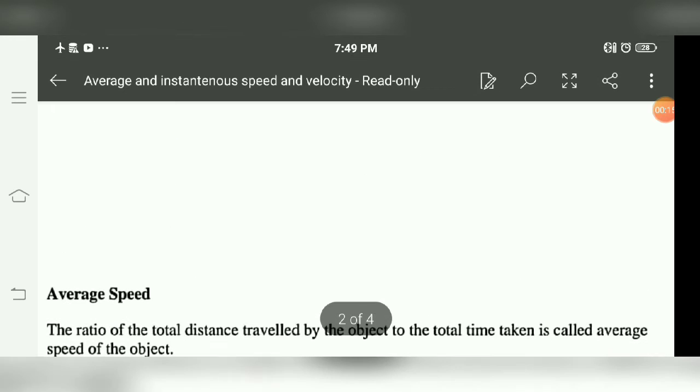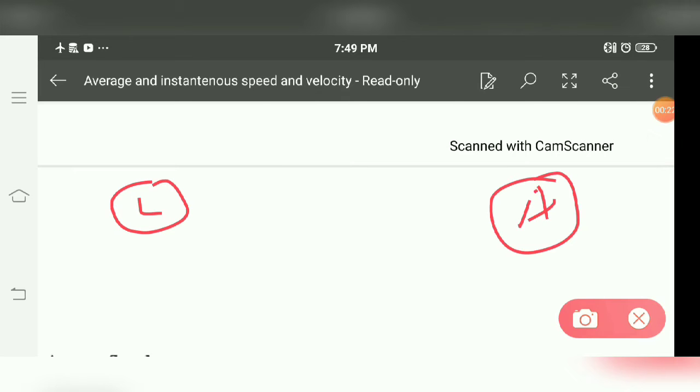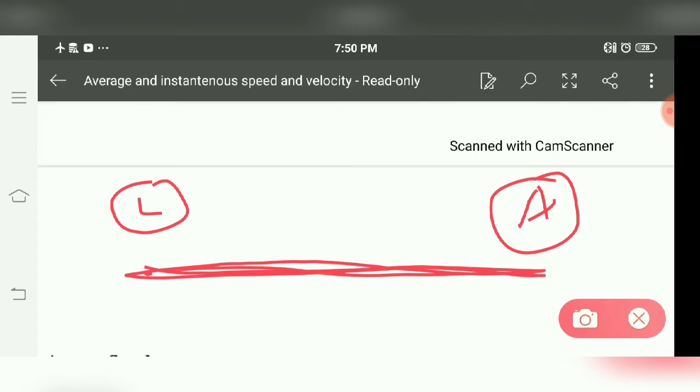Suppose a car moves from, say, Ludhiana to Amritsar. During its motion it has a different number of speeds, but we cannot define all the speeds. So instead of saying it is moving at this speed, this speed, this speed, we take an overall, average speed for the whole journey.